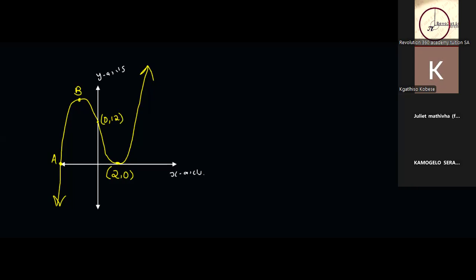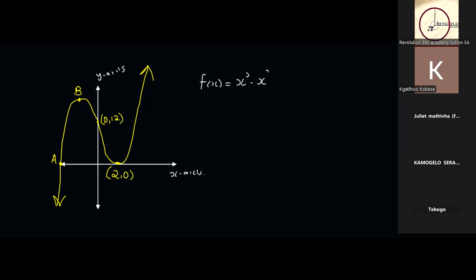They're giving us the equation f of x. It's equal to what? It's equal to x cubed minus x squared minus 8x plus 12. So the equation that we're given is x cubed minus x squared minus 8x plus 12.